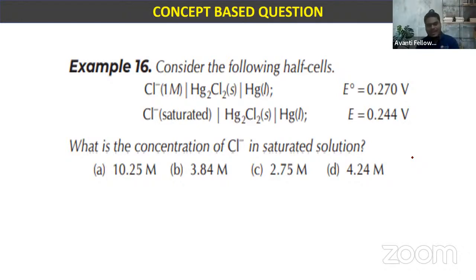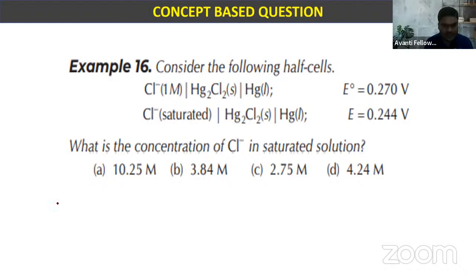So consider the following half cell reaction: Cl negative | Hg2Cl2 | Hg liquid, and saturated Hg2Cl2, Hg liquid, right? And E naught cell and EMF of the cell are given. What is the concentration of the Cl negative in the saturated solution? So you have to calculate the concentration of the Cl negative, right? Can you calculate the value for this?